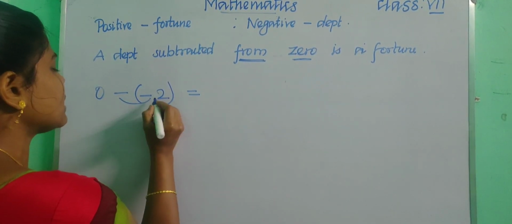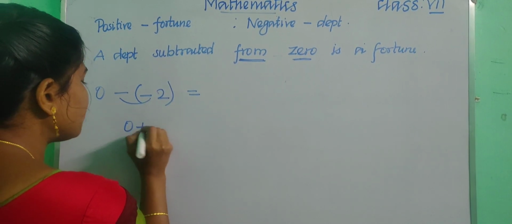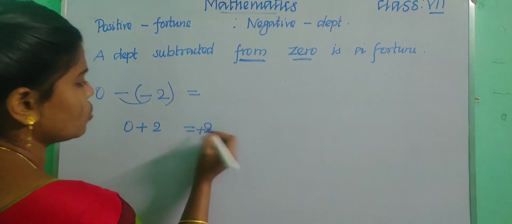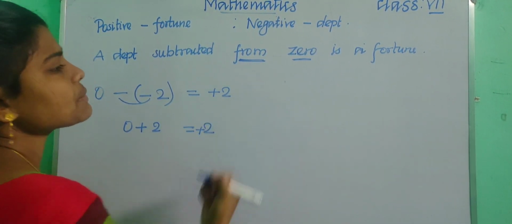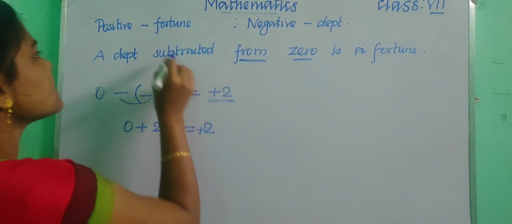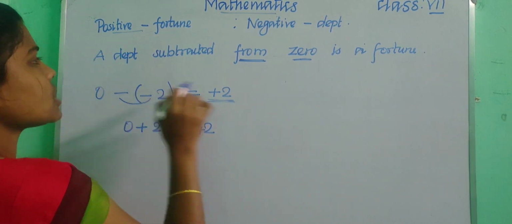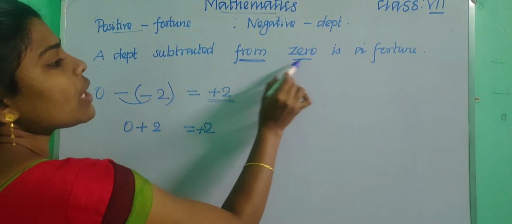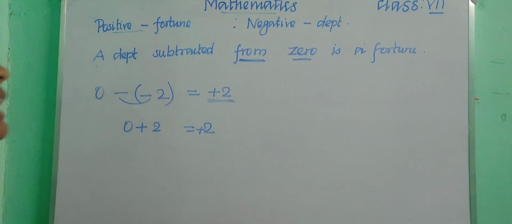Minus into minus, you will get plus, right? So 0 plus 2. What will you get? 0 plus 2, 2, right? So the answer we are getting is plus 2. So plus 2 means it is a fortune, right? Positive means fortune. So a debt subtracted from 0 is a fortune. That is the next rule. Okay, children, so let us see the next rule.